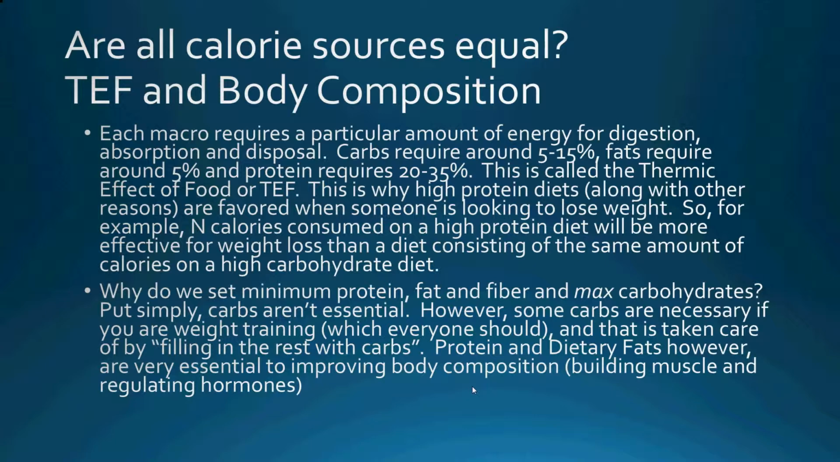The next question that's asked a lot is, why do we set minimum protein, fat, and fiber but max carbohydrates? Put simply, carbs aren't essential. However, some carbs are necessary if you're weight training, and everyone should. So carbs are necessary, but they're not essential. Your body can still do everything it needs to do without carbs. Does it do it best without carbs? Not really. You do need a little bit, but not the 350 to 500 grams that you'll see a lot of sources recommend. It's closer to about 150 grams, and that's usually plenty.